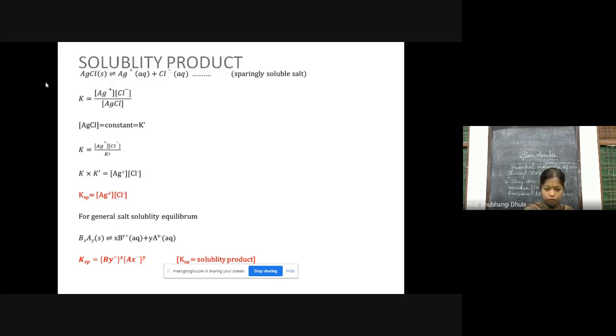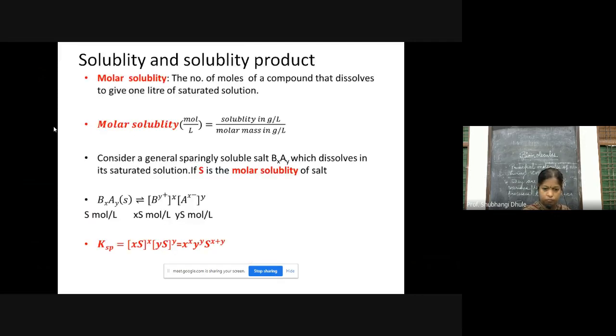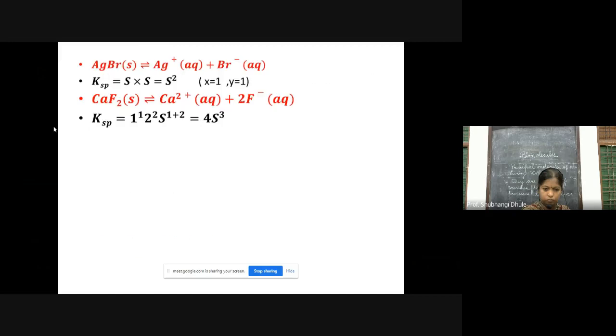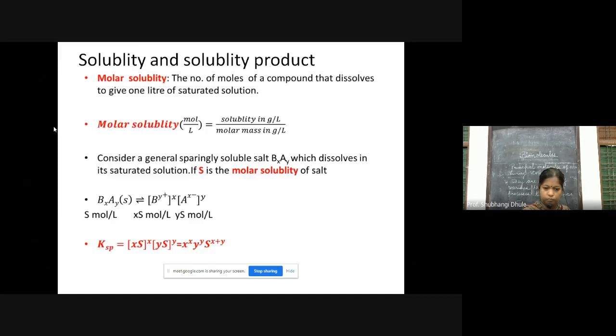So here is the relationship between the solubility and the solubility product. For this, you must know about the solubility. There are two types of solubility. First is the molar solubility and the second one is the gram solubility. So what is meant by the gram solubility first?